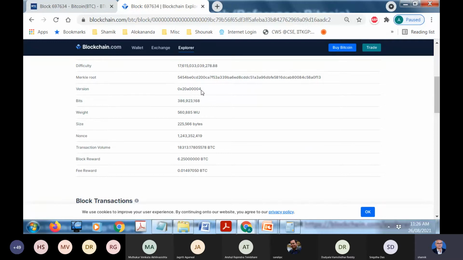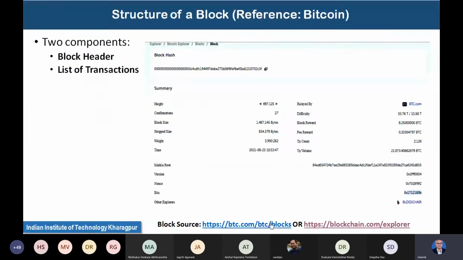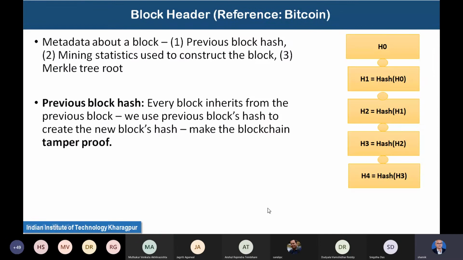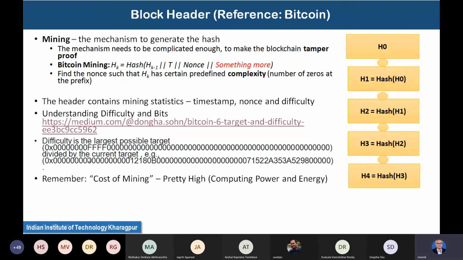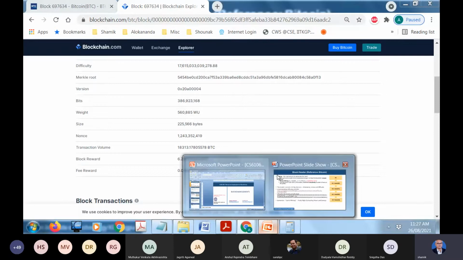That was obtained as mentioned in our slide set: it is a ratio between these two. The difficulty is the largest possible target divided by the current target. So the largest possible target is what is given here as 0x this one. If we get its value and divide it by the current target, then whatever we get will show up here as the difficulty level. So let me also do it for you so that you understand what I am trying to get at, and then the point will be pretty clear.